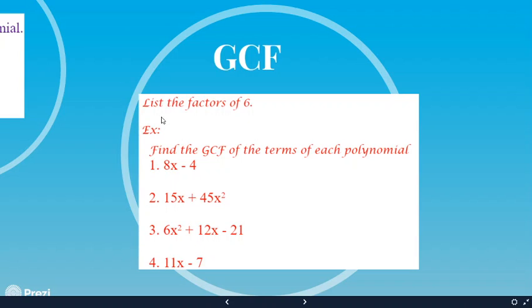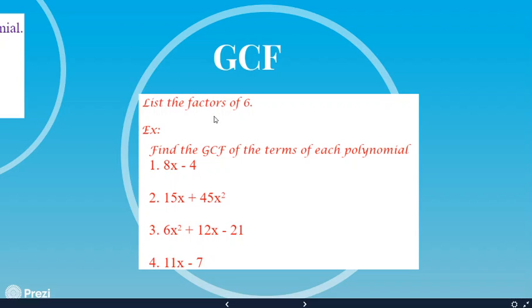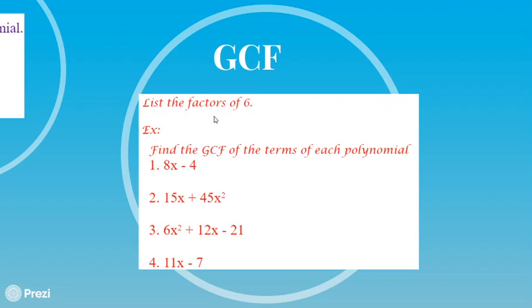If I asked you, what are the factors of 6? What do you guys think are the factors of 6? You guys are so smart. The factors of 6 are numbers that multiply to equal 6, or numbers that will divide evenly into 6. You can think of it either way. The numbers that divide evenly into 6 are 1, 6, 2, and 3, which you already told me.